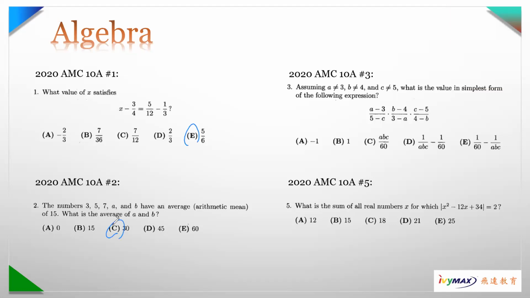Okay, third one. You can actually answer this question in seconds. We can get a factor of -1 in the product: the 5 minus C in the denominator and the C minus 5 in the numerator cancel out, leaving a -1. You can repeat that process, and the answer obviously is A. Very easy.